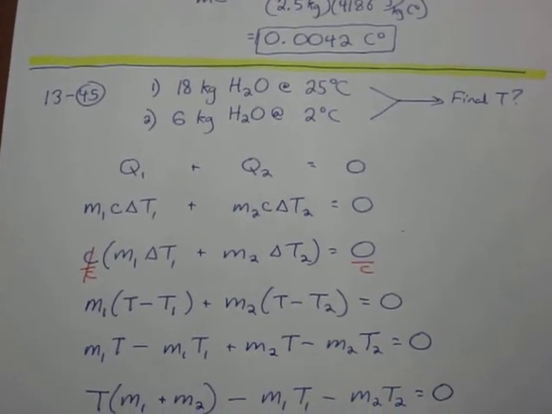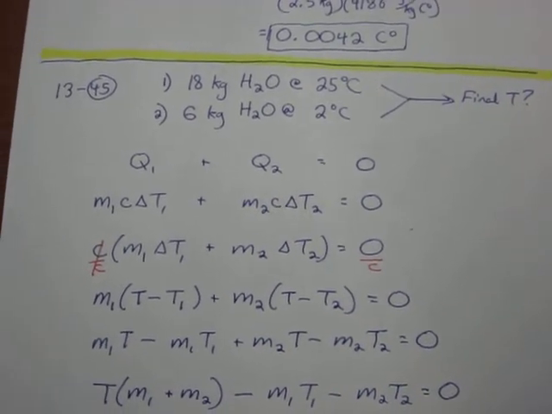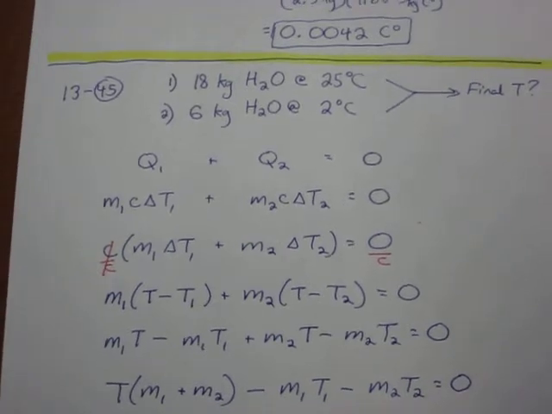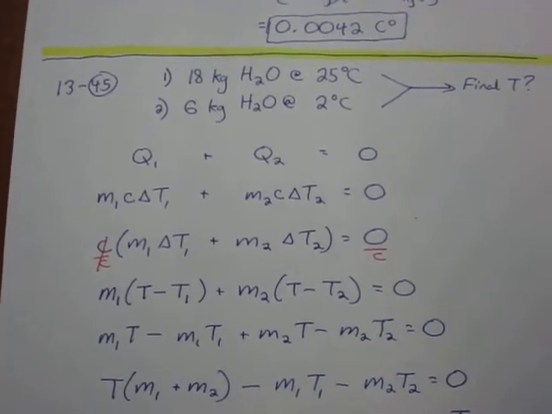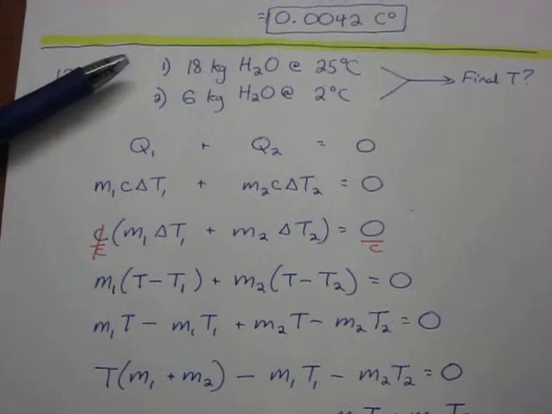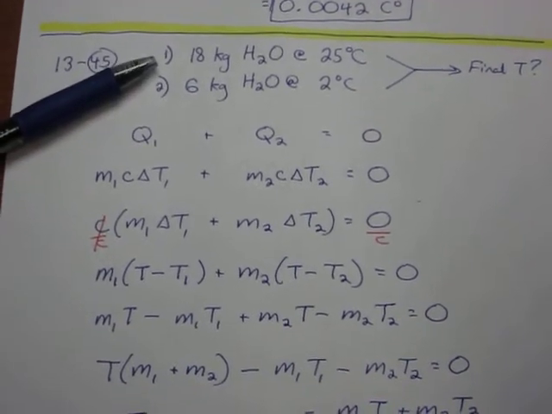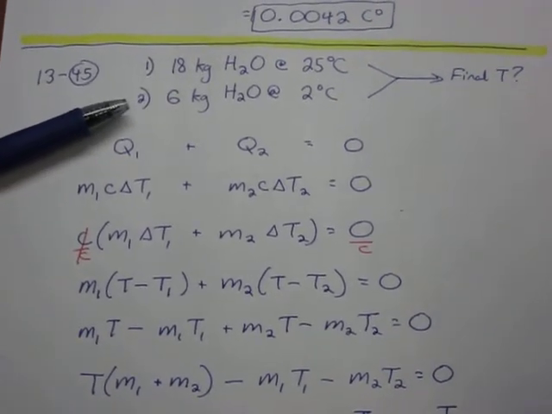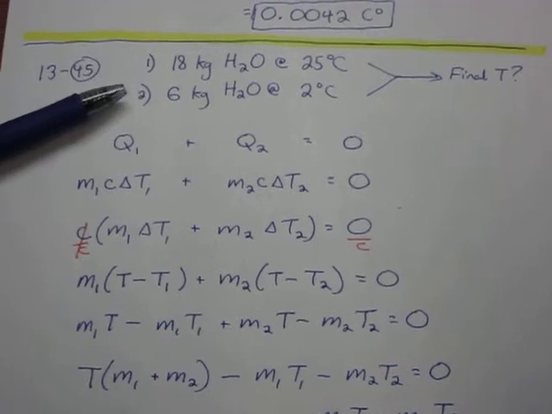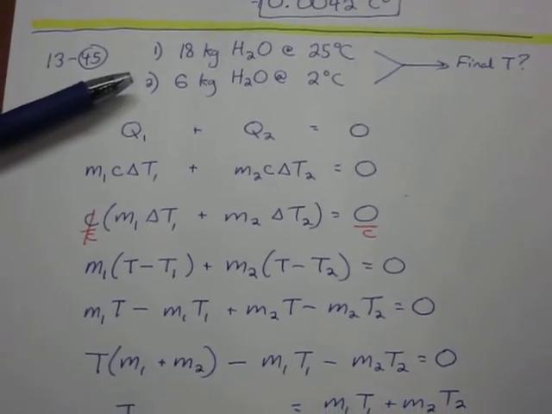This is part 2 of the video, Physics 102A Homework Solutions. This is number 45 on Chapter 13. We start with 18 kilograms of water and 6 kilograms of water at their various temperatures, and we want to find the final temperature.